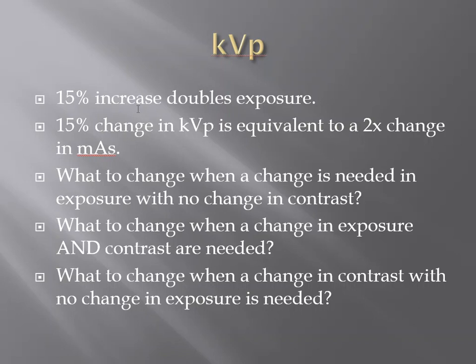If you needed a shorter scale of contrast and less latitude, then we would decrease our kVp by 15% and double our mass if we wanted to have no change in exposure at all.